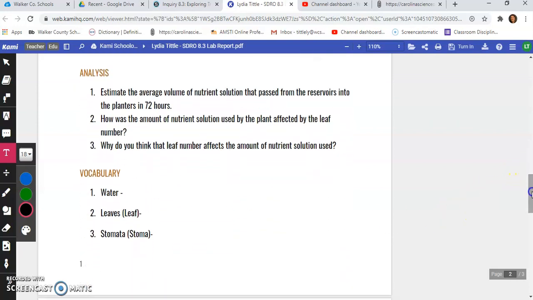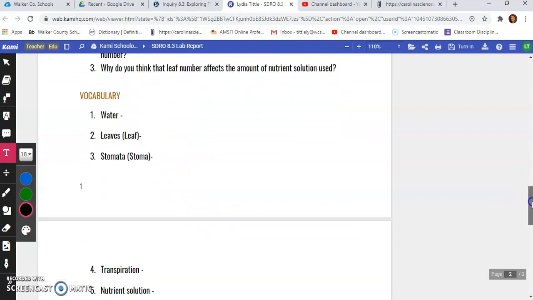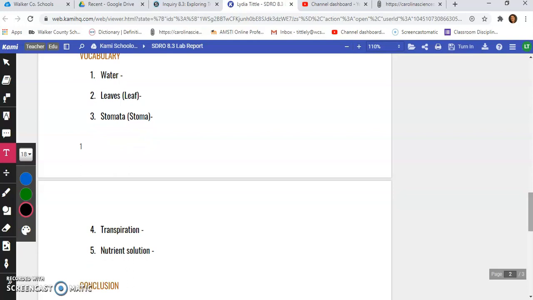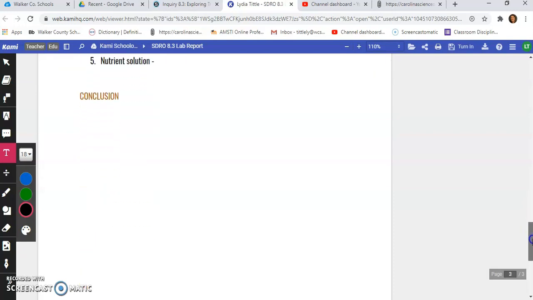Okay, then after you have created the graph, you will have your analysis questions to answer. You have a few vocabulary words. You have 6 vocabulary words to define. And then for your conclusion, you should tell about if the number of leaves affects the amount of solution used by the plant. So summarize what you found out from your observations and from the data we collected. Does the number of leaves affect the amount of solution that the fast plants used?